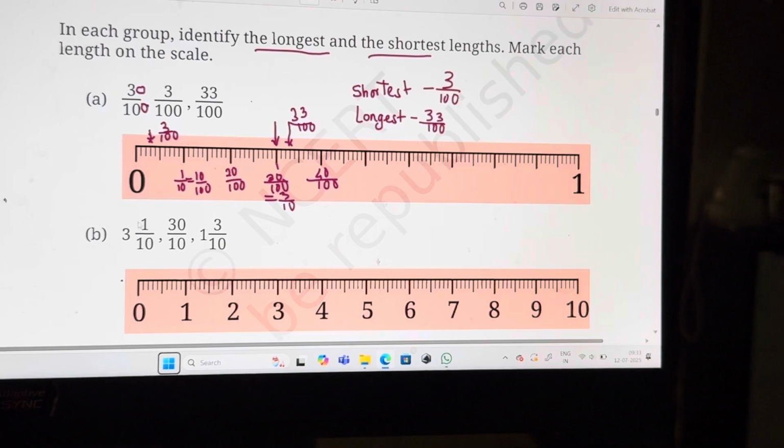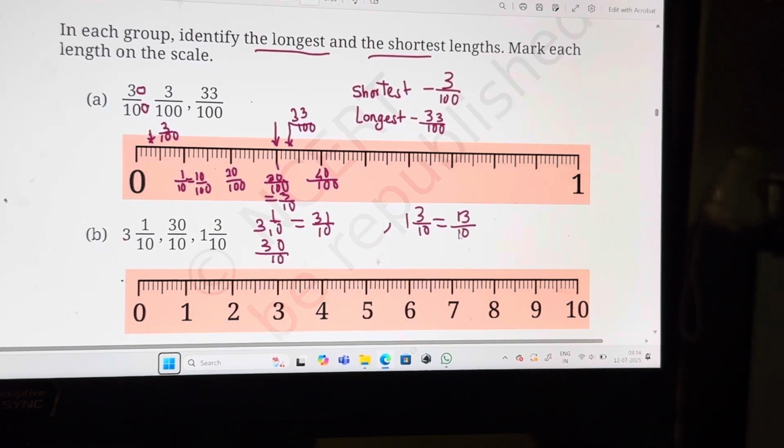So let us write all of them in the same form, right? So what we will do over here, this will be equal to, I'm writing it separately over here, 3 whole 1 upon 10. We can write it as 31 upon 10. Okay, this is already 30 upon 10, so no need to change. And the third one, that is 1 whole 3 upon 10, can be written as 13 upon 10, right? So then it would be easier for you to identify the longest and shortest and mark them. So this is 13 upon 10.